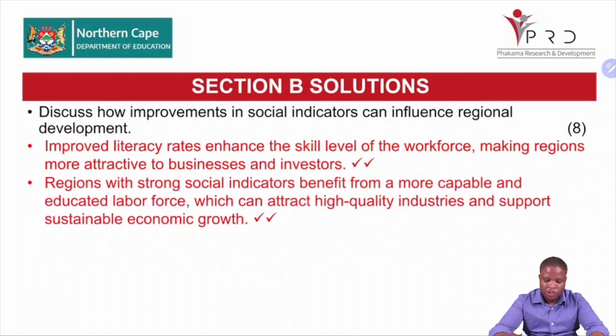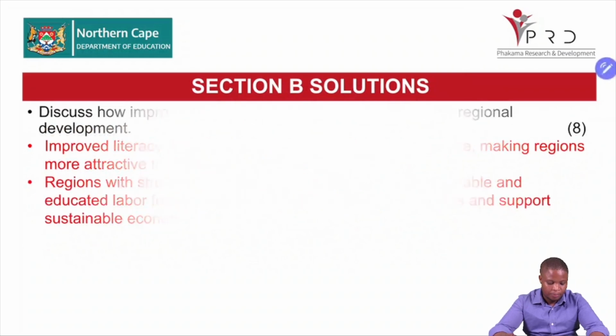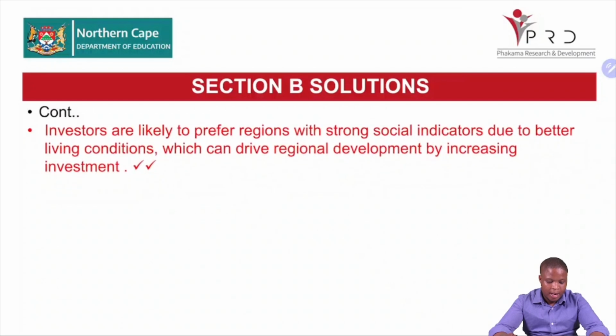Regions with strong social indicators benefit from a more capable and educated labor force, which can attract high-quality industry and support sustainable growth. Remember, education is one of the social indicators. Investors are likely to prefer regions with strong social indicators due to their better living condition, which can drive regional development by increasing investment.